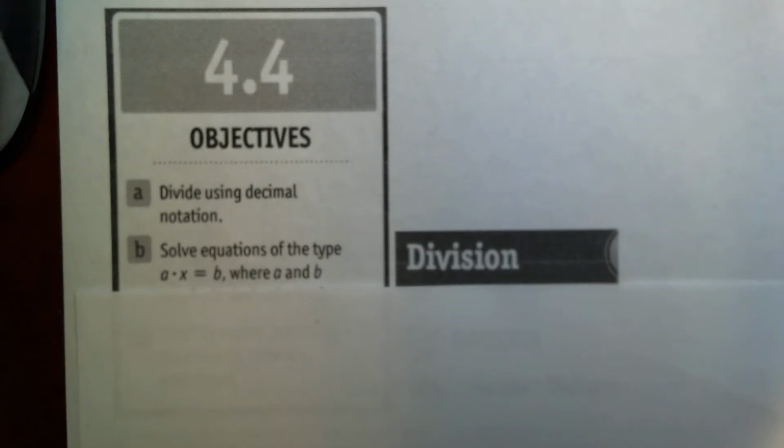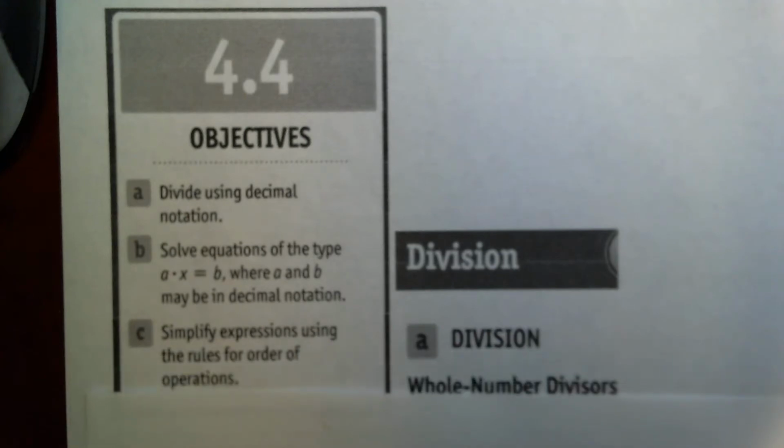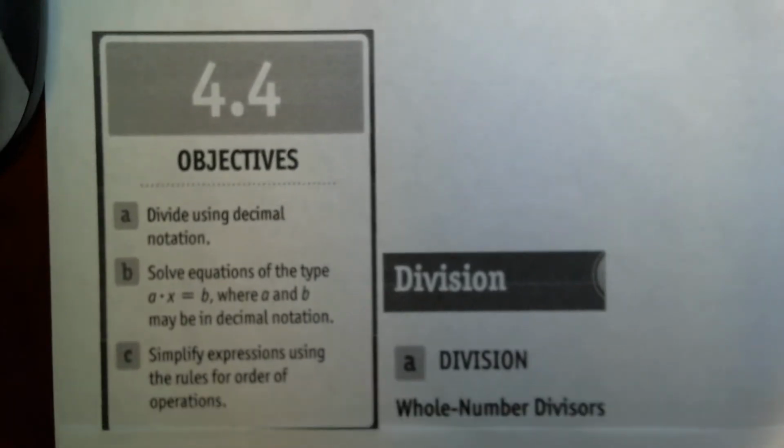The main objective for section 4.4 is division. And so we divide using decimal notation, and the B part is to solve equations of the type ax equals b, where a and b may be in decimal notation. And then for the C part, we simplify expressions using the rules for order of operation. That should look very familiar. And we begin division by having whole number divisors.